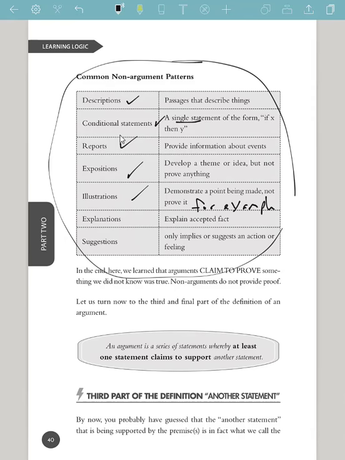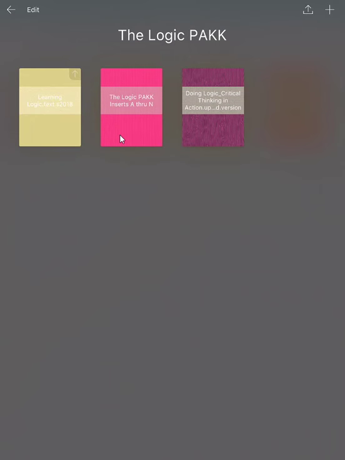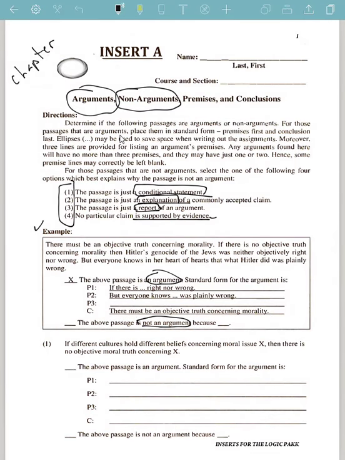Explanations, of course, you go through, and of course, anything that suggests. So just know that as you go through this first assignment on insert A, you can draw from any of those, okay? You don't have to just look at these four. So when it says the above passage is not an argument, here we can draw from any of these, or you can also draw from the patterns that we learned in the book. Okay, so that's the explanation of that, and that's what I'll expect for you to do on the exam.